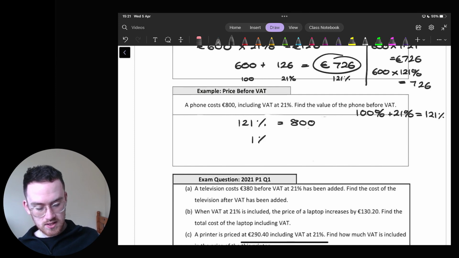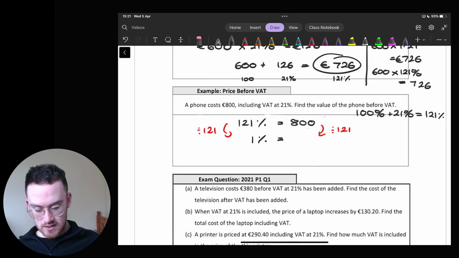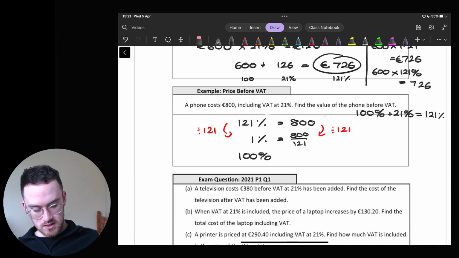I'm going to get 1%. How am I going to get 1%? I will divide this by 121, and I do the same to the other side. So 800 divided by 121. Now, I don't want 1%, I would like 100%. So we multiply both sides by 100, and we see what we get.